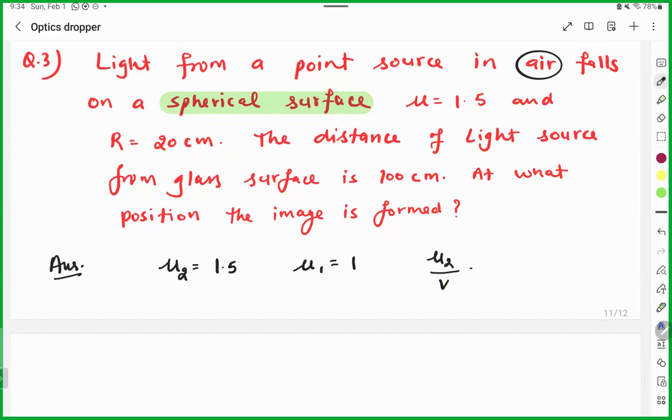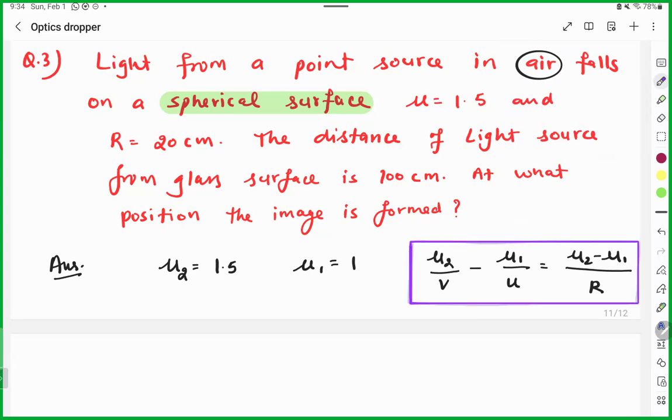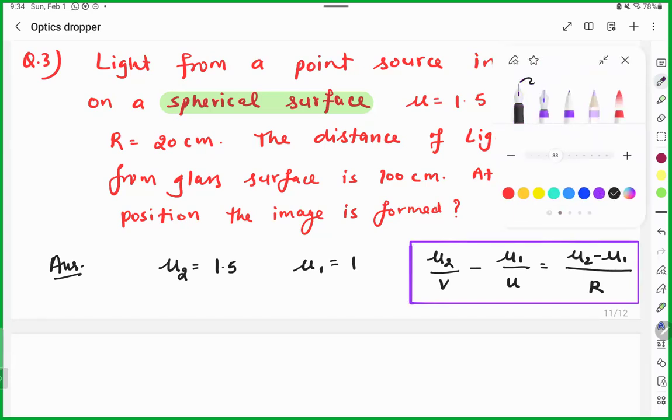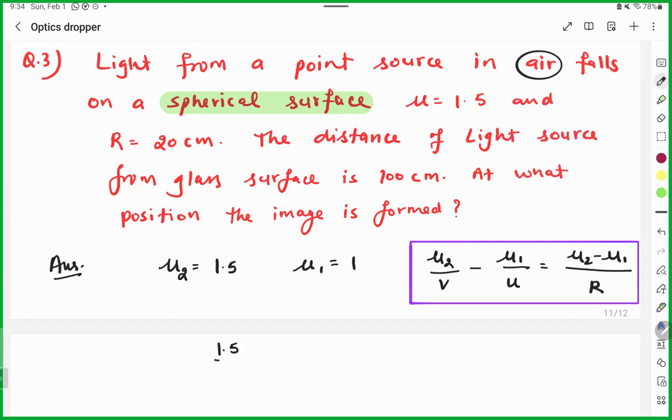Nu2 by v minus nu1 by u equals nu2 minus nu1 by R. By the way, it's easy to remember because the image is formed in the nu2 medium and the object is placed in nu1. So you will not face an issue in this. What is the nu2 value? 1.5. Where the image is formed, we have to calculate. Minus, what is the nu1 value? 1. What is the u value? 100 centimeter, minus, because the object is always minus. Equals 1.5 minus 1. What is the R value? Plus 20.